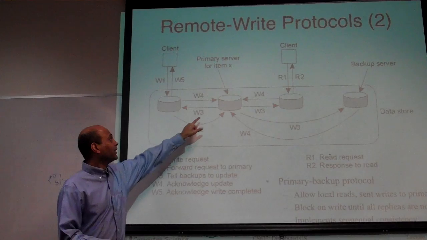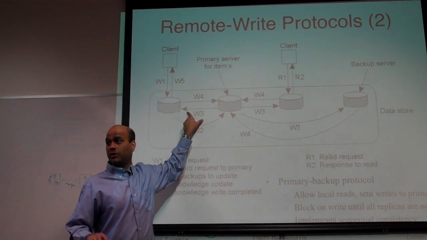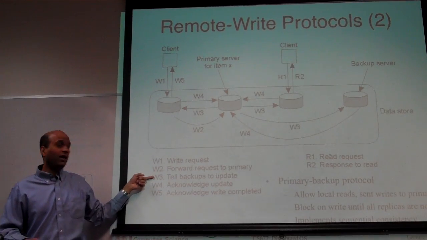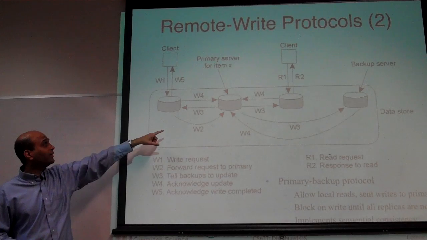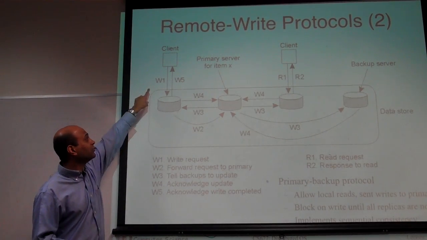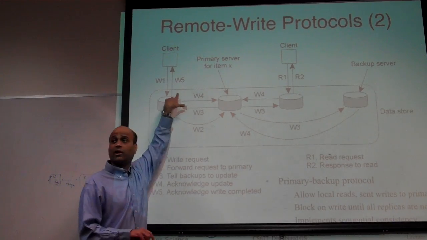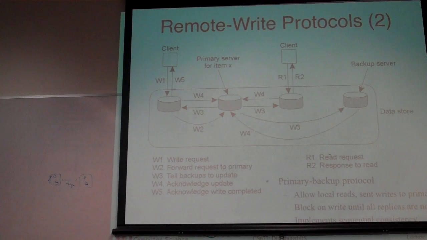What is not shown is acknowledgements from all the replicas to this W3 message, right? W3 is saying tell backups to update. You have not actually said that you will get the acknowledgement, and you are right about that. I think there should have been a final message there saying that all replicas have acknowledged. That's not shown in the picture.